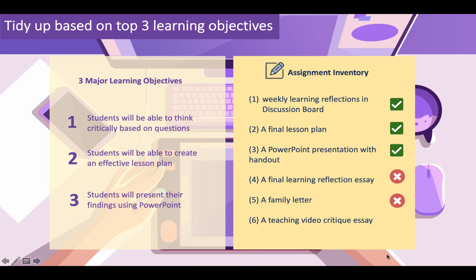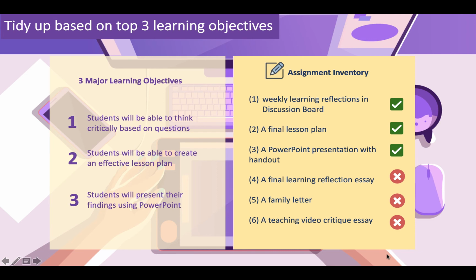And a teaching video critique essay. That sounds like it's tapping into learning objective number 1, because it's really testing their critical thinking a lot here. Again, if you decide to take assignment number 1, then you can let this one go. But if you wanted to take assignment number 6 and let number 1 go, or take number 6 and keep number 1 as a non-graded assignment, that would be good as well.